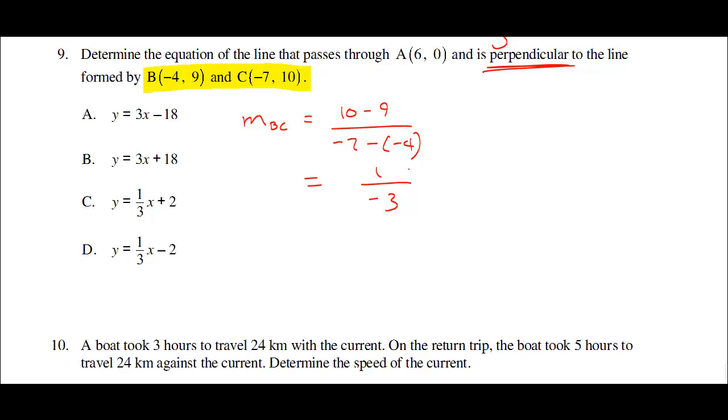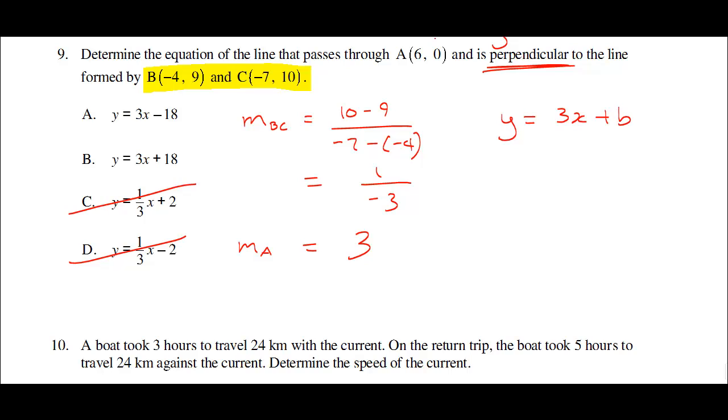Well, what's the slope of the other one? It says determine the equation of a line. So the slope of this other line is going to be equal to the negative reciprocal of this, which would be 3. So right away I know I can eliminate C and D from the picture here. Now I just need to find out what the y-intercept is, looking like it's going to be either negative 18 or positive 18. So I know that my new equation is y equals 3x plus b.